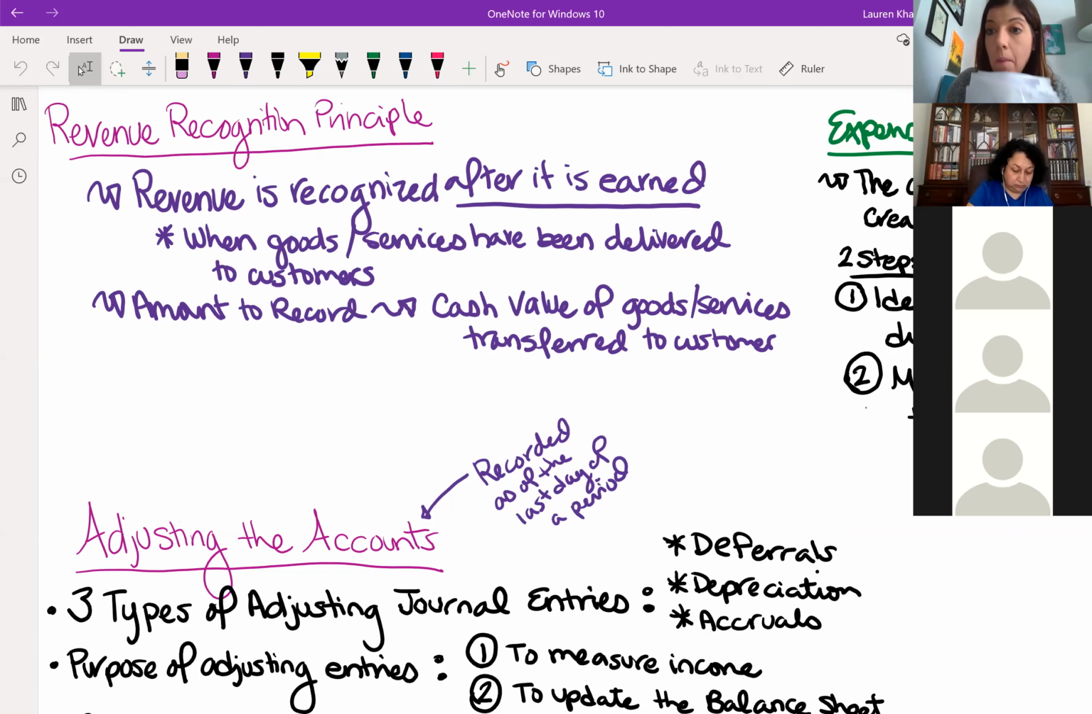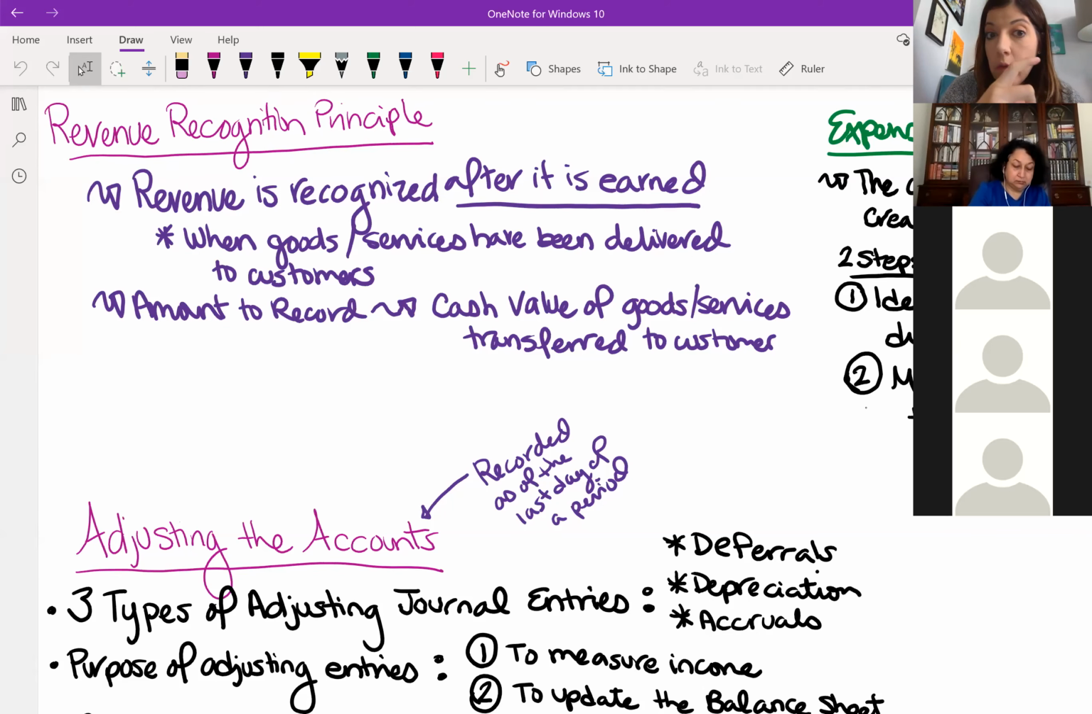My customer might pay me in advance. If they pay me in advance, it's referred to as unearned revenue until I perform that service or provide those goods to my customer. The amount that we're going to record is the agreed upon sales price. So you walk into Target to the dollar section and you find an item that's $1 and you go to pay for that item.